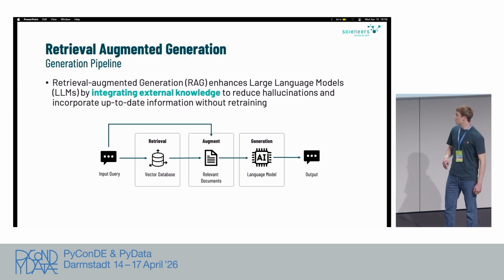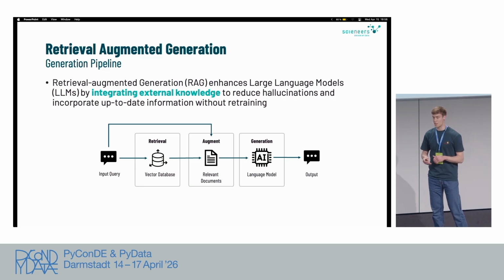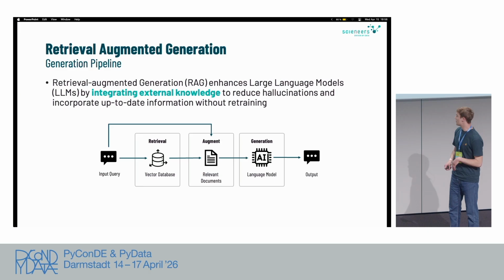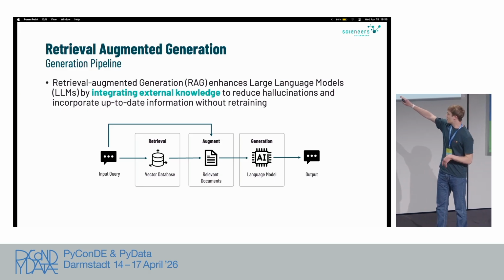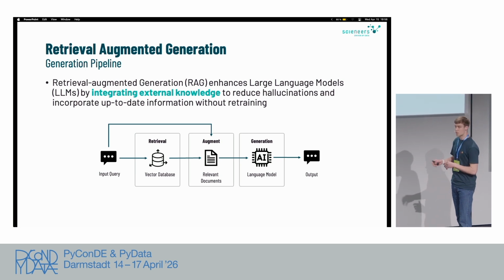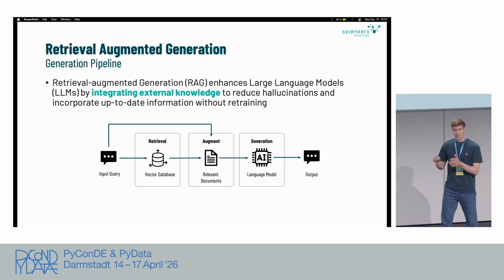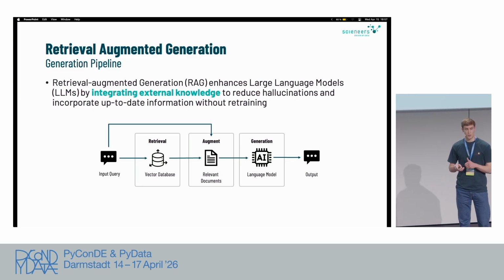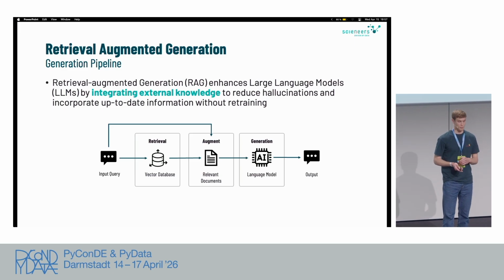You start with your input query to the language model, and before passing it to the language model, you query your vector database, which stores all your external information, and you retrieve the most relevant documents. Then you pass the input query, augmented by these relevant documents, to the language model, which then generates the output. So the idea is to not rely on the language model to actually have the information, but to give it all the information and mainly use it as a summarization tool in the end.